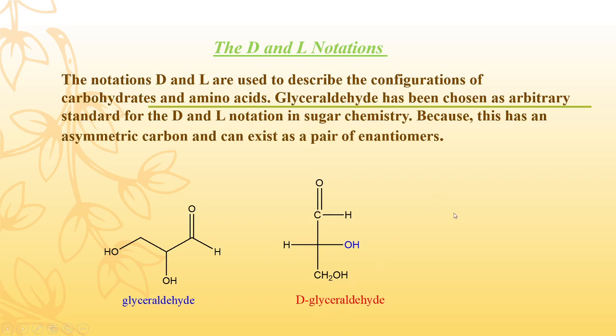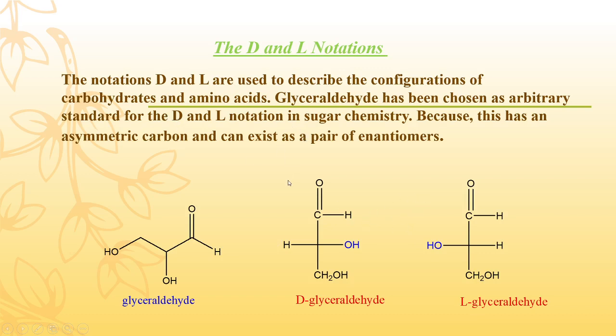And here the penultimate functional group is on the left hand side. Therefore, here we write L-glyceraldehyde. So, it can exist as a pair of enantiomers. This D-glyceraldehyde and L-glyceraldehyde are enantiomers of each other because these are non-superimposable mirror images. That is called an enantiomer.